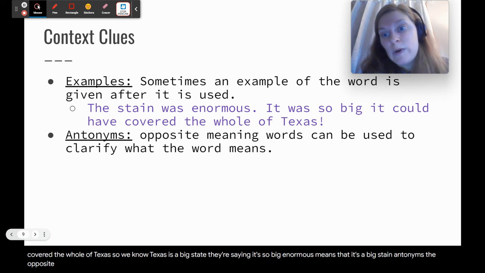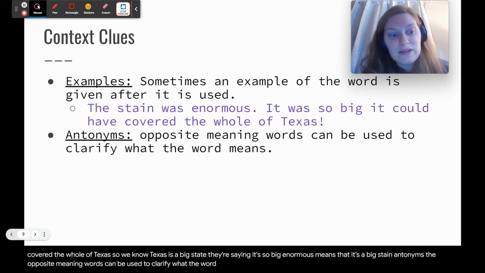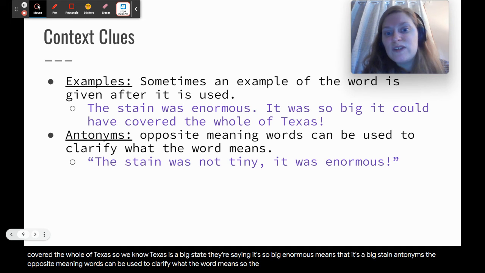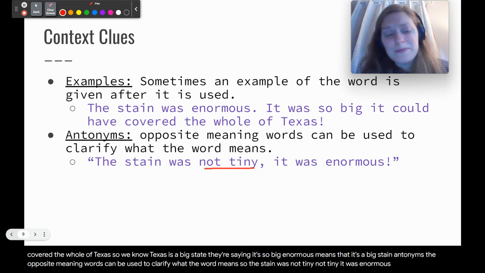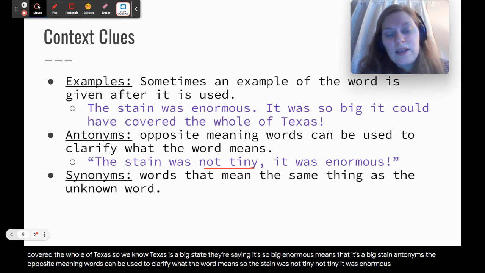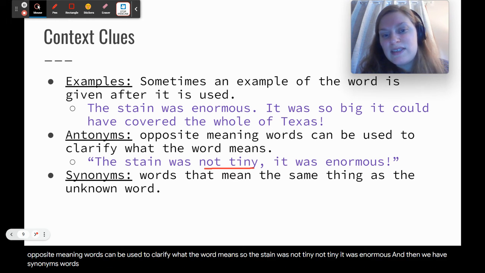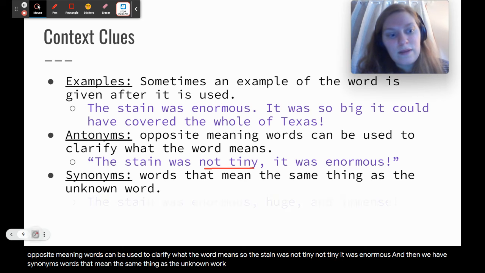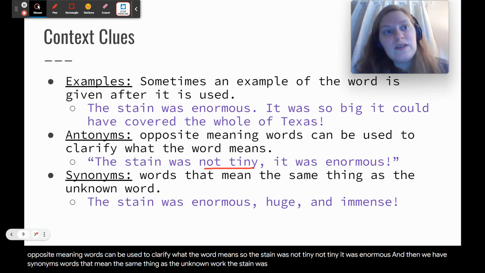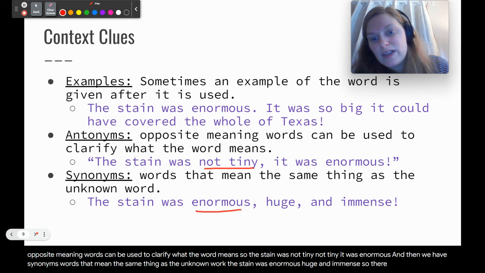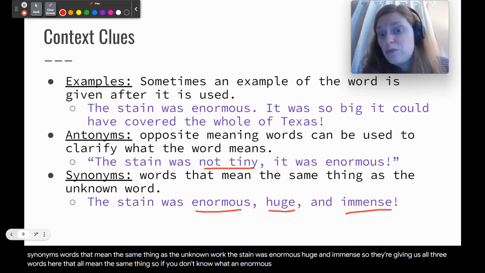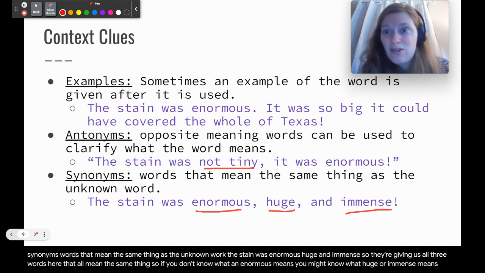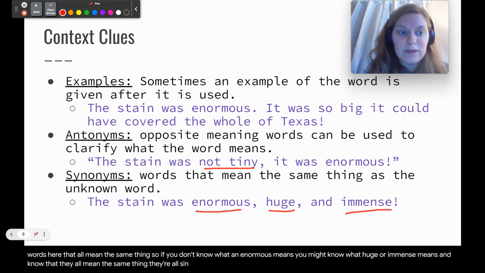Antonyms, the opposite meaning words, can be used to clarify what the word means. So the stain was not tiny. Not tiny. It was enormous. And then we have synonyms, words that mean the same thing as the unknown word. The stain was enormous, huge, and immense. So they're giving us all three words here that all mean the same thing. So if you don't know what enormous means, you might know what huge or immense means and know that they all mean the same thing. They're all synonyms.